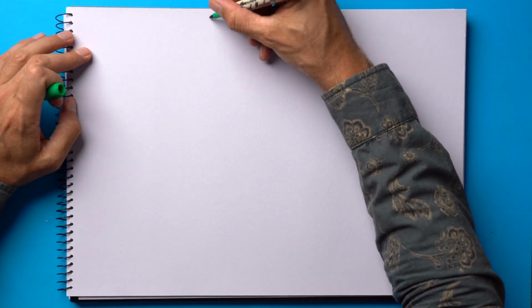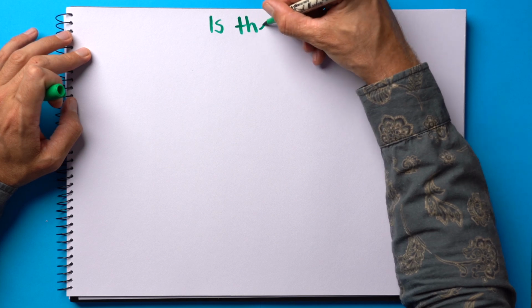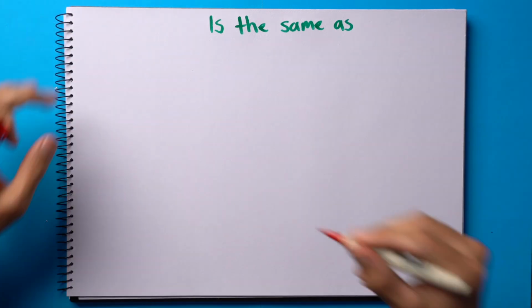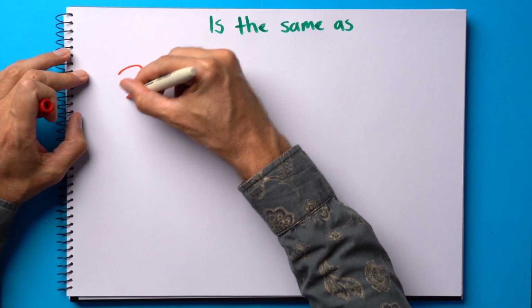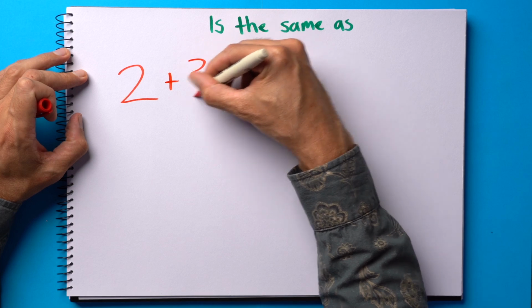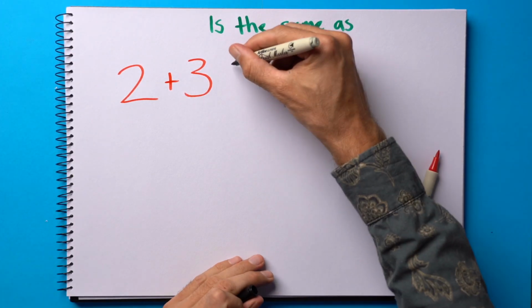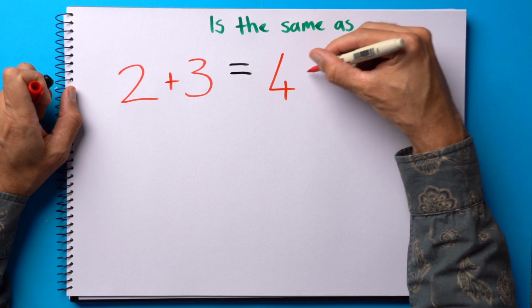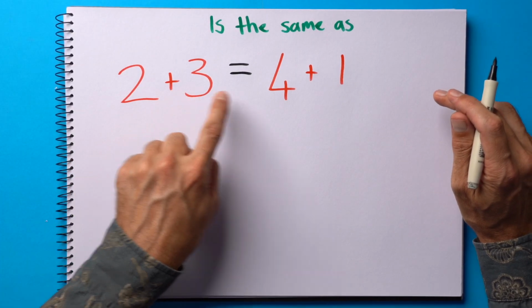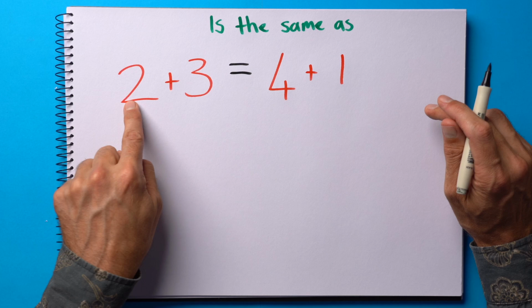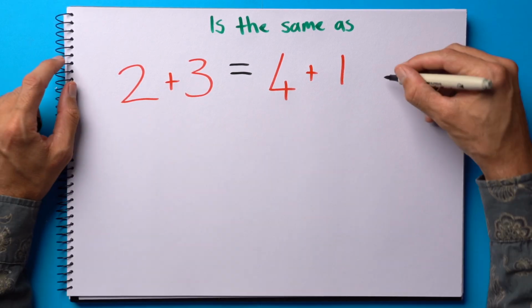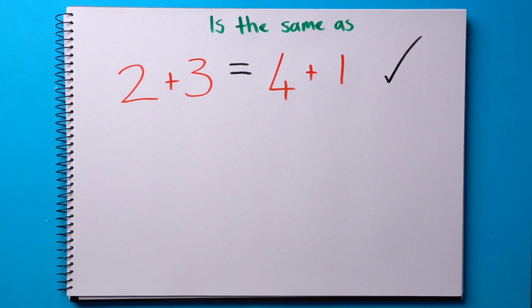When we see it as is the same as, it gives us much more flexibility. So we could say 2 plus 3 is the same as 4 plus 1. Would that number sentence be correct? Is 2 and 3 the same as 4 and 1? Yeah. On this side we have 5, and on this side we have 5. So 5 is the same as 5. So we could say that's a correct number sentence.